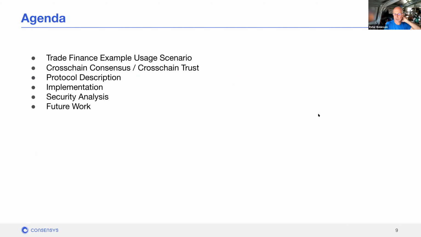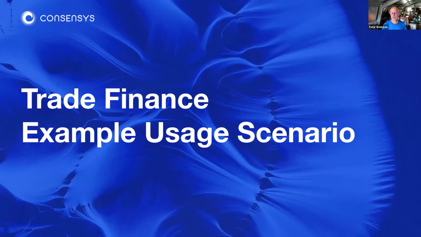So today I'm going to introduce a scenario that we're going to use the whole way through the talk. And then I'm going to talk about cross-chain consensus, and then talk about this protocol and how it builds on that underlying cross-chain consensus, and then talk about the implementation, the analysis, and things that need to be done.